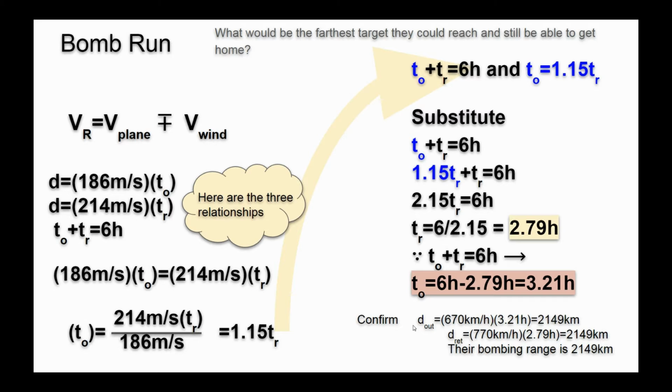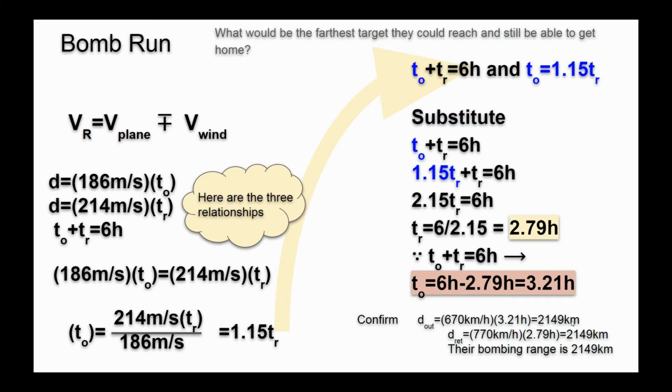The speed going out is 670 kilometers an hour. I thought it was 186 meters a second. No, I converted to kilometers an hour since our time is in hours. Could you have turned the time into seconds? Yes, but by turning this one into kilometers an hour, I have less arithmetic to do. So the distance going out is the speed going out times the time outbound.